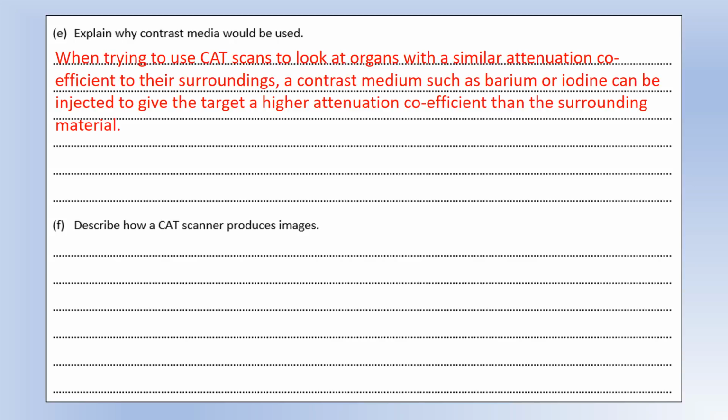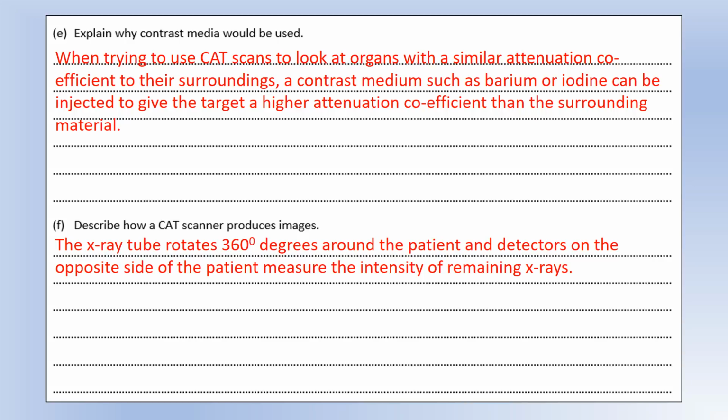So simple X-rays are great for seeing bones, but what if in a CAT scan we want to see something that's not a bone? When we're trying to look at organs with a CAT scan, the problem is a lot of organs have a very similar attenuation coefficient. So for the organ we're interested in, we inject a contrast medium like barium or iodine, and that gives the target a higher attenuation coefficient, so we can see it much better under X-rays in terms of producing an image. Now, a CAT scanner is something we use to produce more detailed images when we really need a close look at what's going on.